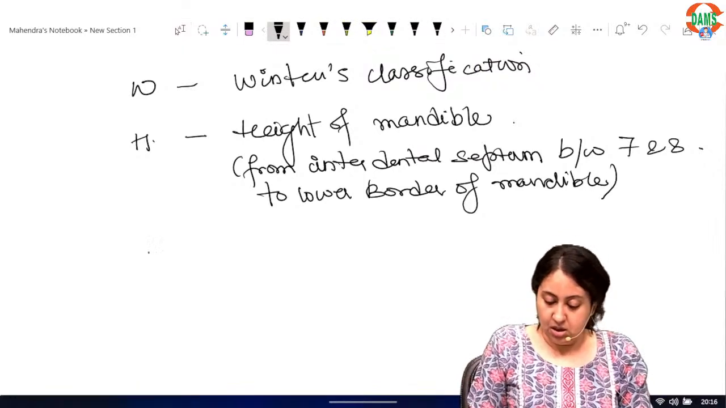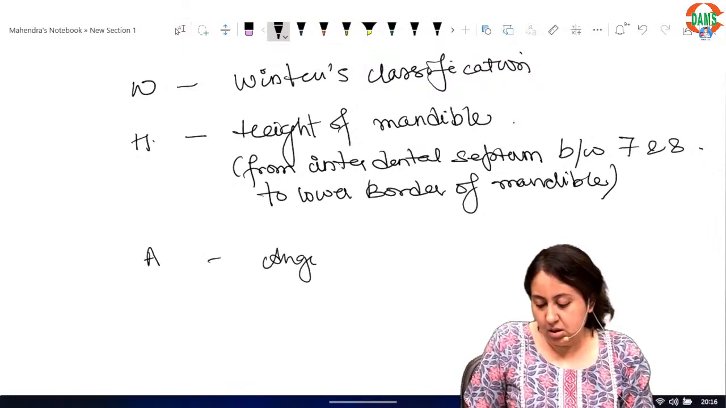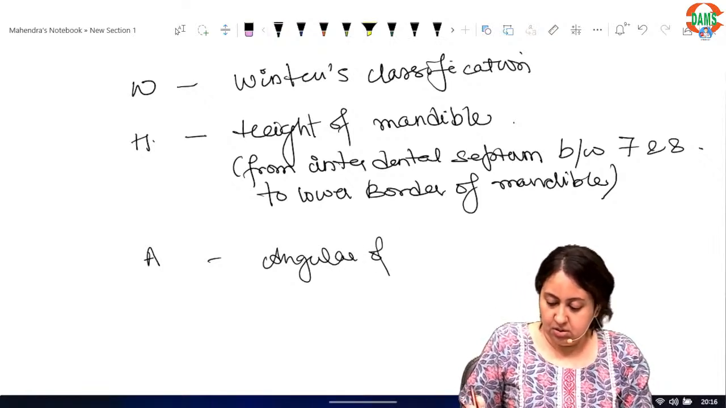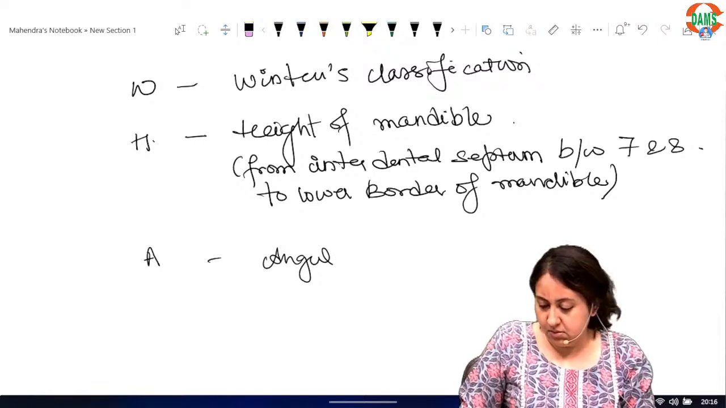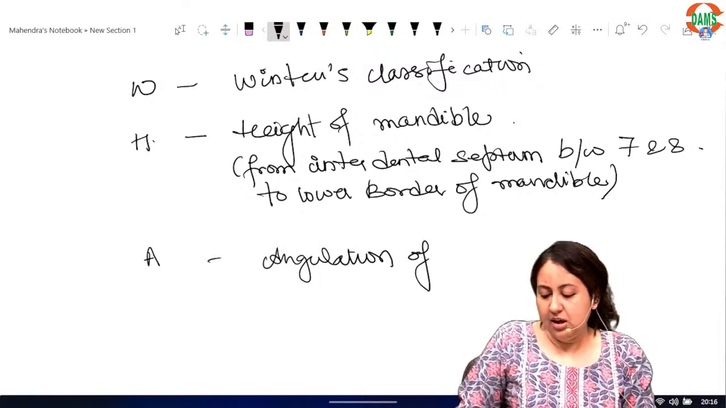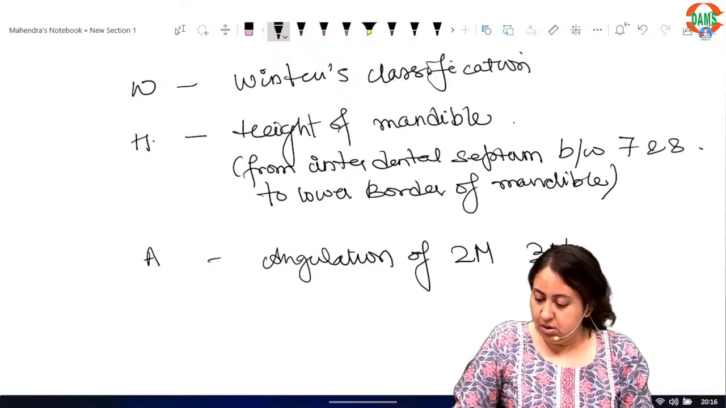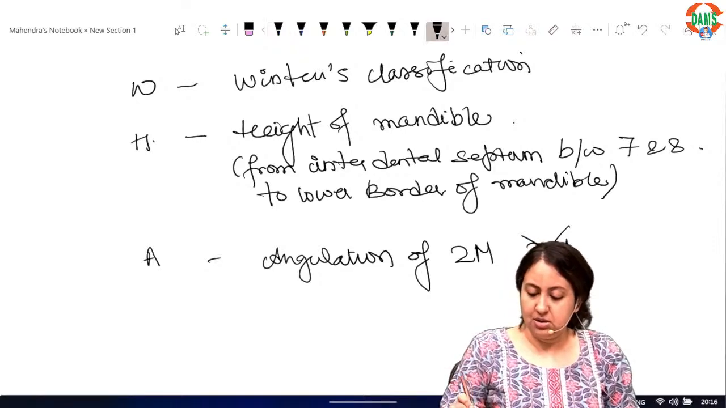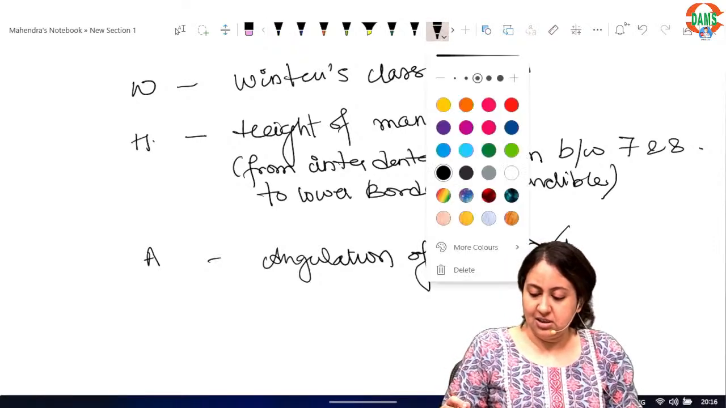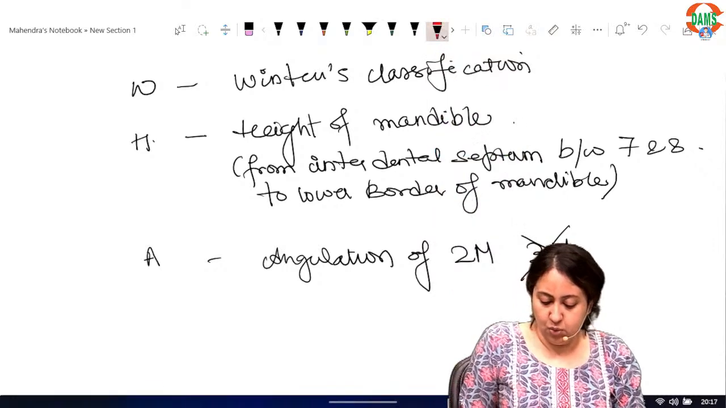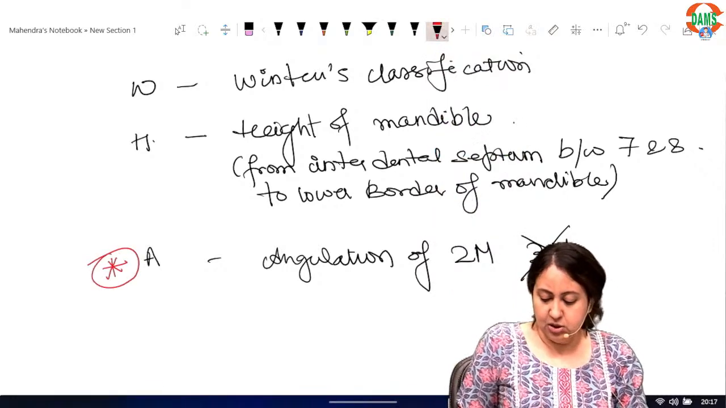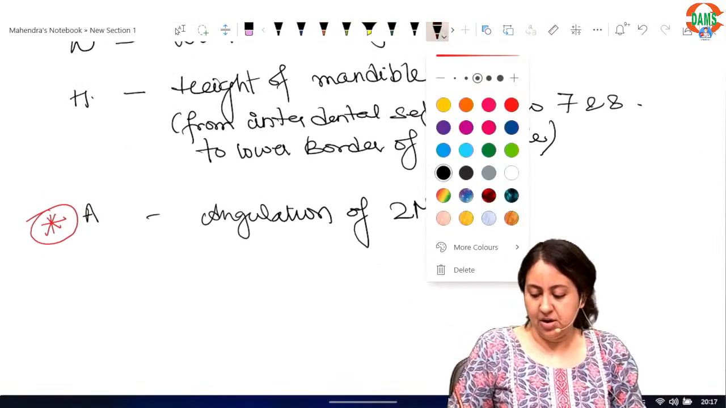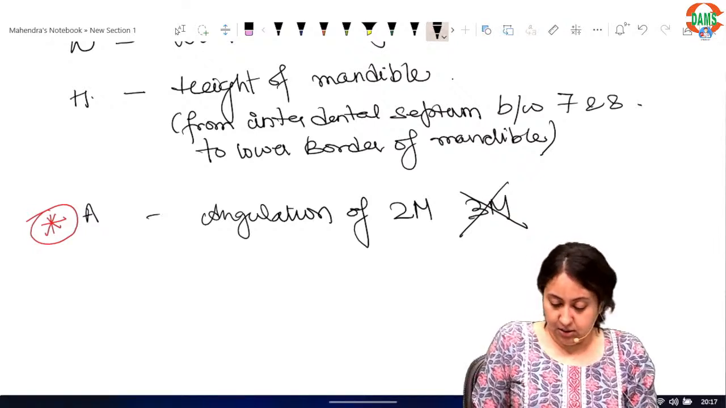Okay. A is angulation of second molar. Our books mention it as third molar. No, it is not third molar. Please mark this, that wherever it is given as angulation of third molar, you have to correct this point. It is not angulation of third molar, it is angulation of second molar. Please remember and please mark the correct answer.